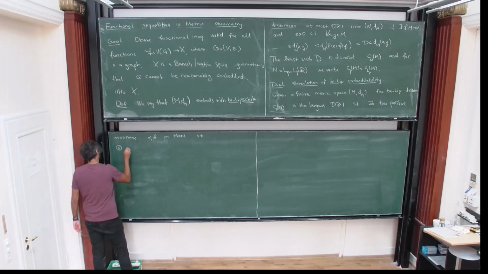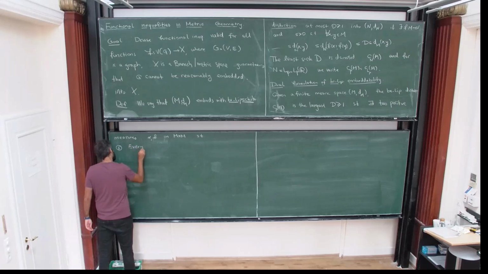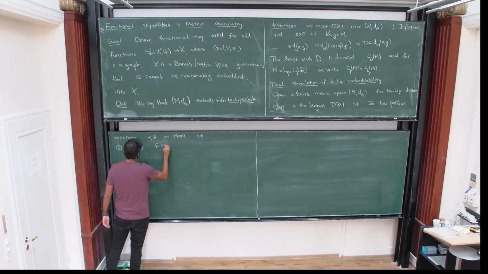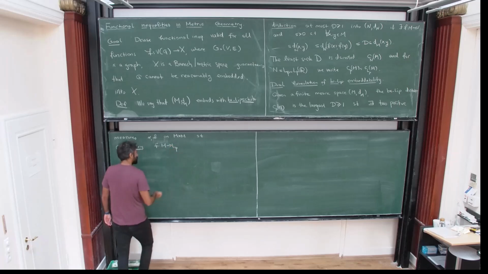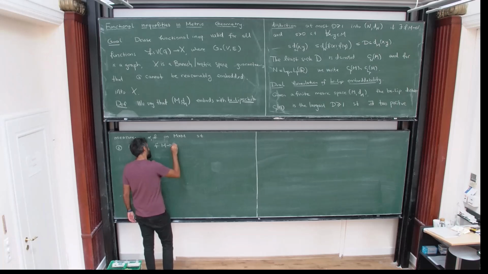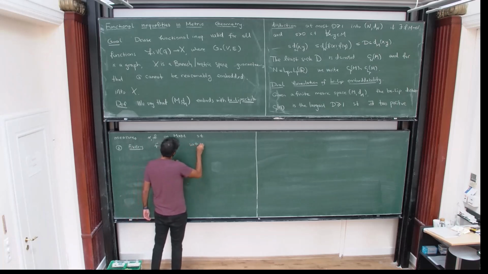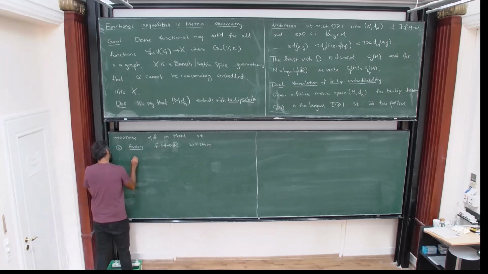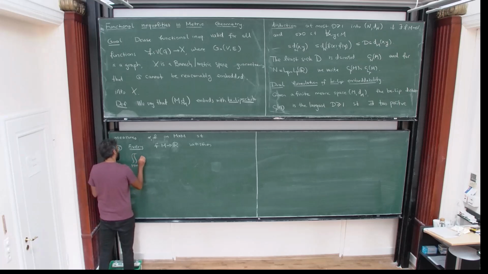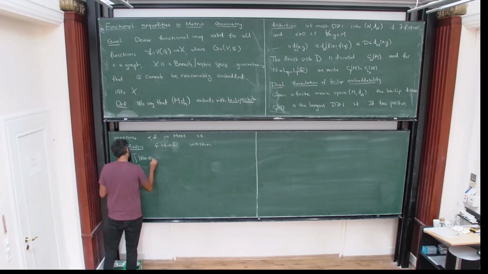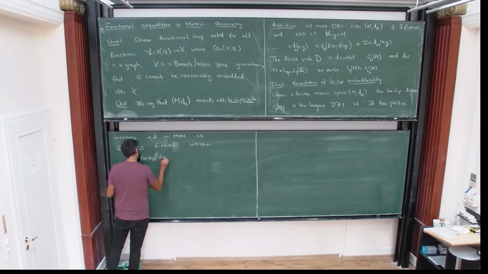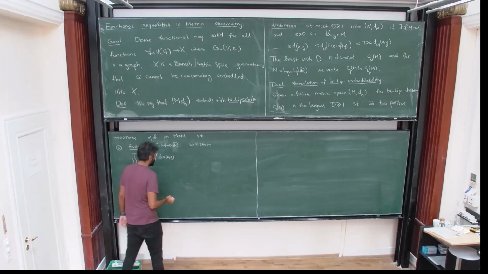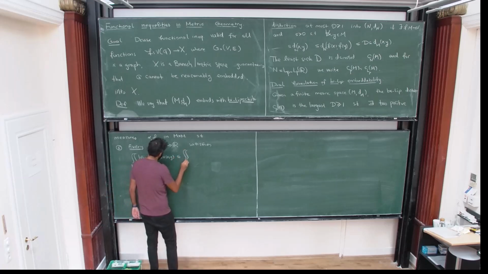First of all, every function f from M into the real line satisfies the following Poincaré inequality: if you take the double integral on M times M of the absolute value of f of x minus f of y to the p with respect to the measure alpha, it is bounded by the same thing with respect to the measure beta.